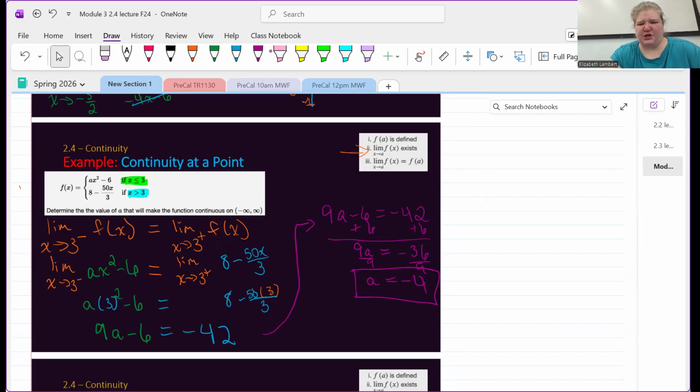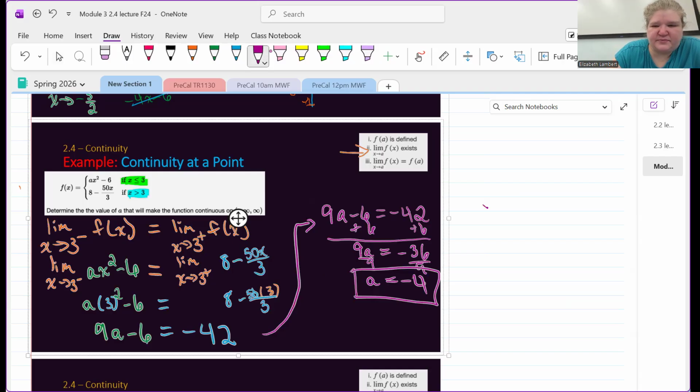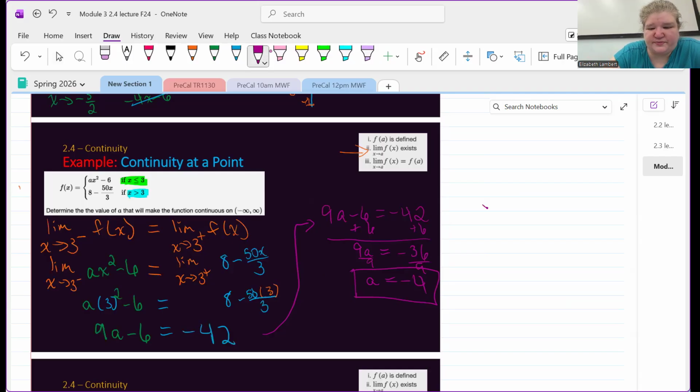So look at the structure of that one. Our whole purpose there was figuring out what a value makes our continuity definition all true. So the function was going to be defined because when x equals 3, we're using one of the particular formulas. We just needed the left and the right side to exist and equal that function value. Now that we have an a number, they're all true.